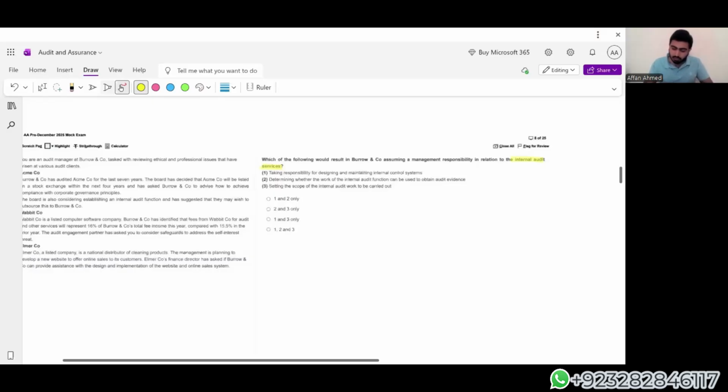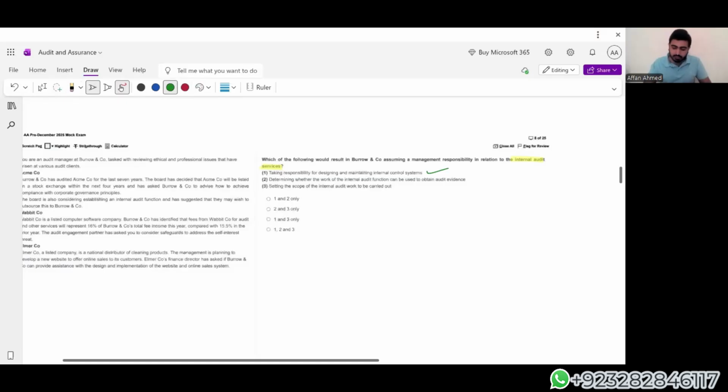Is this the responsibility of the management? Yes, it is. So if we are taking the responsibility of designing and implementing the control or maintaining the control, are we assuming the responsibility of the management? Yes, we are. This is the correct answer. They are asking us which will result in management responsibility taken on by the auditor. So the auditor is performing responsibilities that the management should do. So that will result in this.